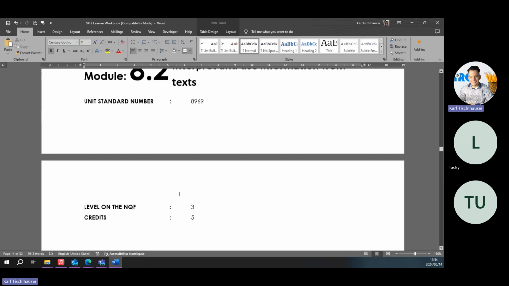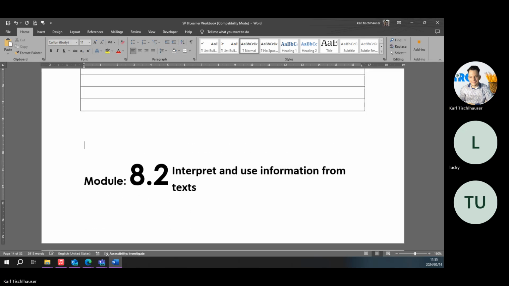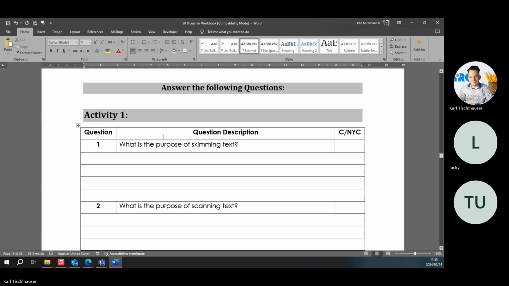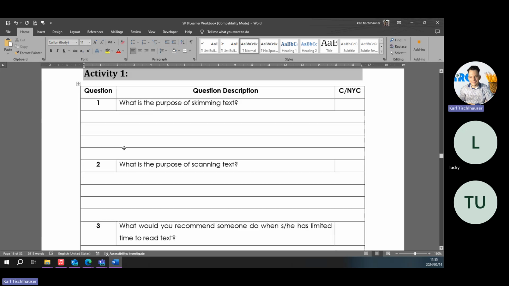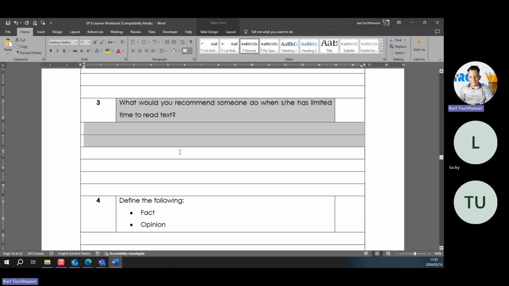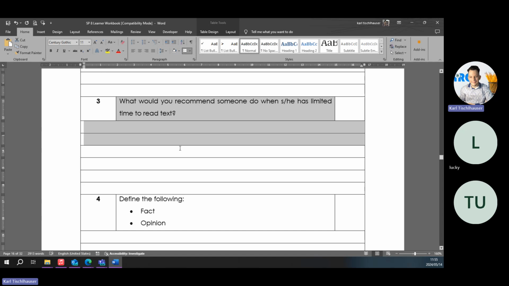Let's go to 8.2. It's a lot of work, but it's the last push. So this is very similar to the previous one. So it's skimming and scanning again. I'm going to skip those ones. Then it says, what would you recommend someone to do when he or she has a limited time to read? What kind of technique should they approach if they have a limited time to read?